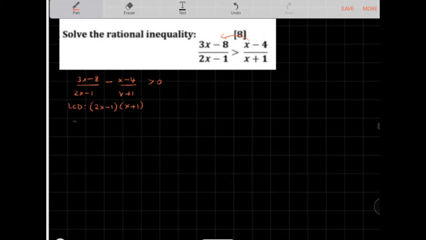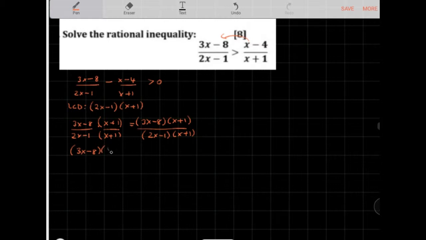So I'm going to change (3x - 8)/(2x - 1) to have that common denominator by multiplying by x + 1, and you get (3x - 8)(x + 1) over (2x - 1)(x + 1). Okay, so now you have the common denominator. You can simplify the numerator by expanding it. So I'm going to expand (3x - 8)(x + 1).